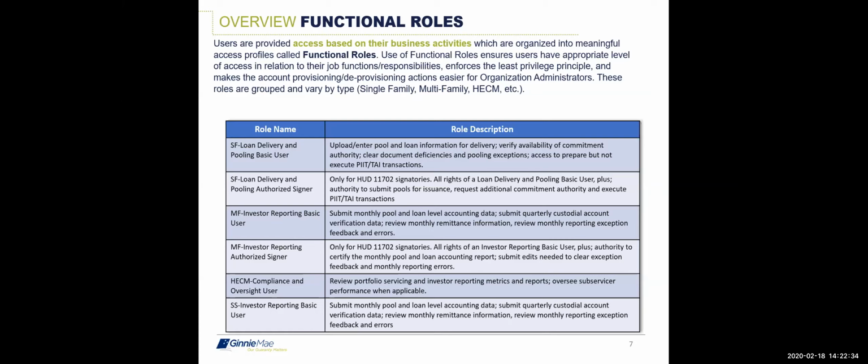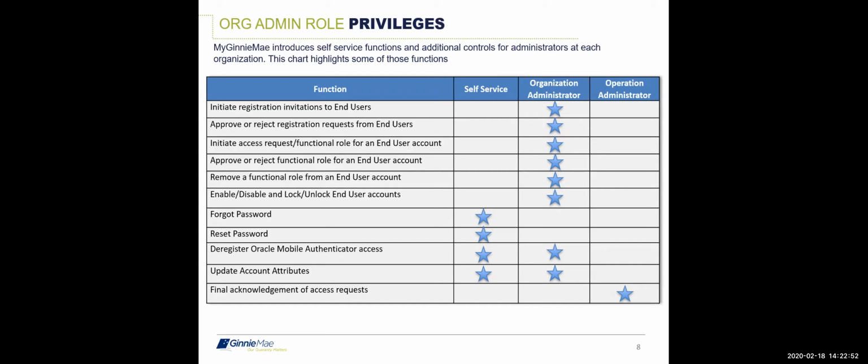Okay, so here's a little bit about the differences in what organization administrators do versus what users can do on their own versus what our operations administrator at the Bank of New York Mellon completes. Let me start with, as an end user, if your end users have forgotten their password, need to reset their password, want to register or deregister a device with the Oracle Mobile Authenticator, or need to update certain account attributes like maybe a mobile phone number or business title, they can manage all of those functions on their own. They actually do not need any assistance from anyone to complete those actions.